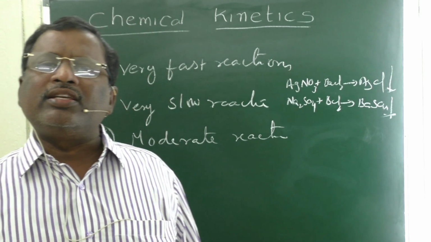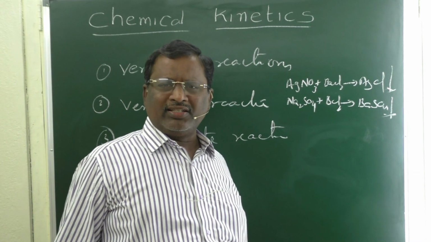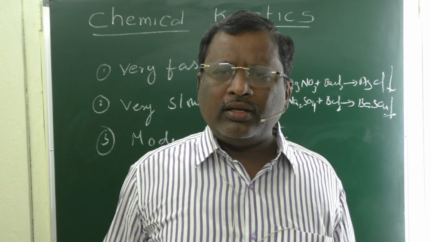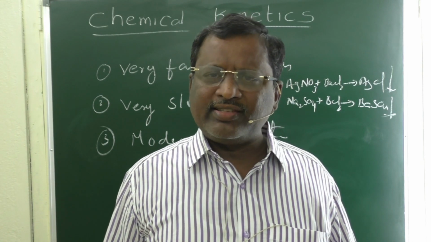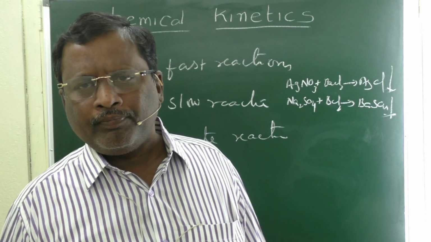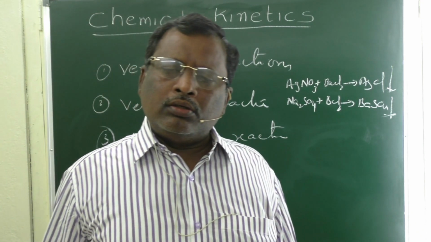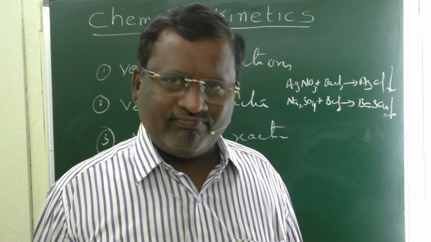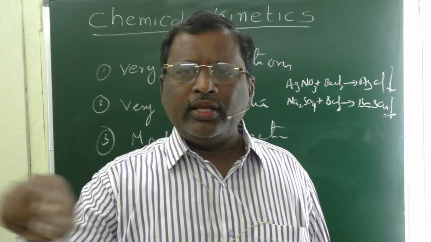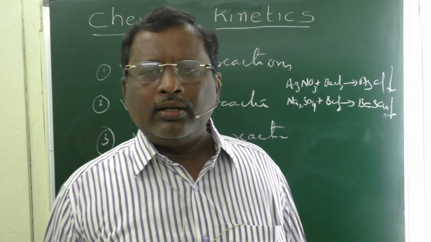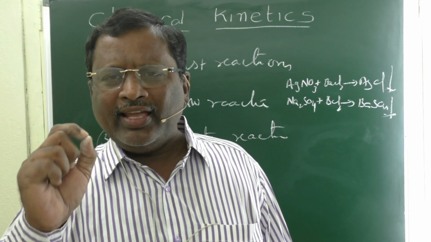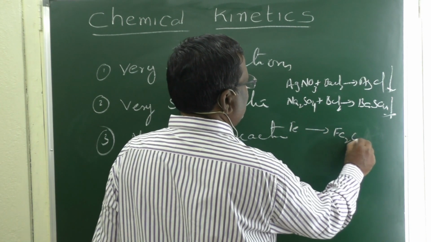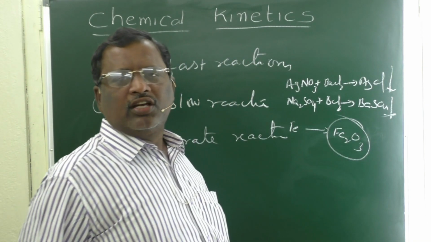And another type of reaction is the very slow reaction. It takes weeks, months or years for its completion. For example, take the rusting of iron, all of you have experienced it. If you keep iron there, after some time you will find a red coating on the surface of the iron material. That is because the iron, Fe, is oxidized to ferric oxide and makes a layer on the surface of the iron.